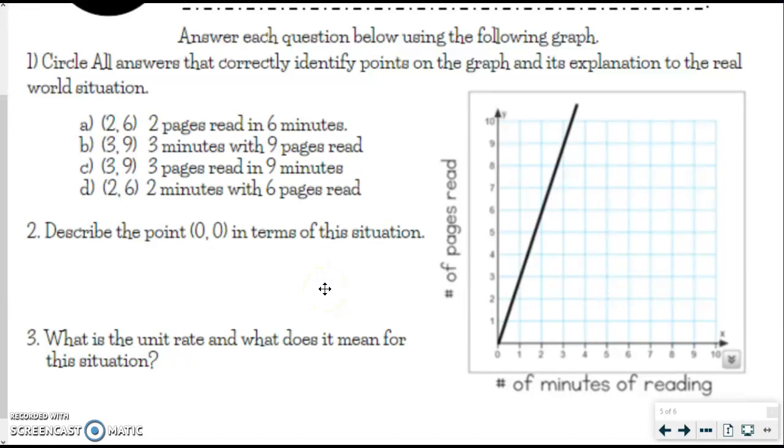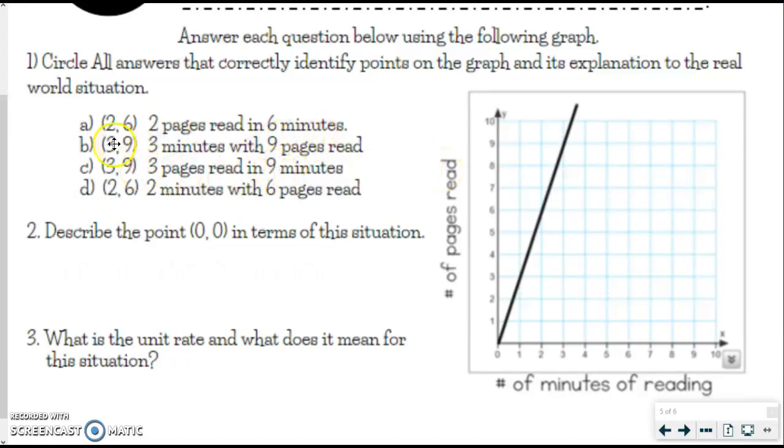And it says that it's representing 2 pages read in 6 minutes. So let's see. Would the 2 represent pages? No, it represents minutes. Okay, so you're not reading 2 pages in 6 minutes. That's not correct because the 2 represents the minutes and it's trying to say pages here. And our 6 really would represent pages. They're trying to say minutes. So that one does not work, so A doesn't work.